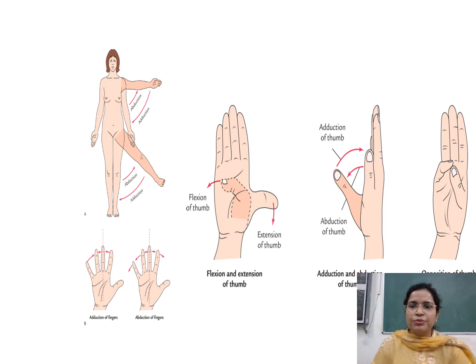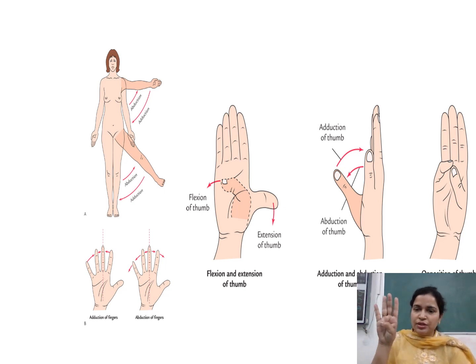Now here different movements are described for the first carpometacarpal joint, that is, the thumb. So here the thumb is showing movement. This is flexion and extension in the same plane. Then there are abduction and adduction, and opposition.